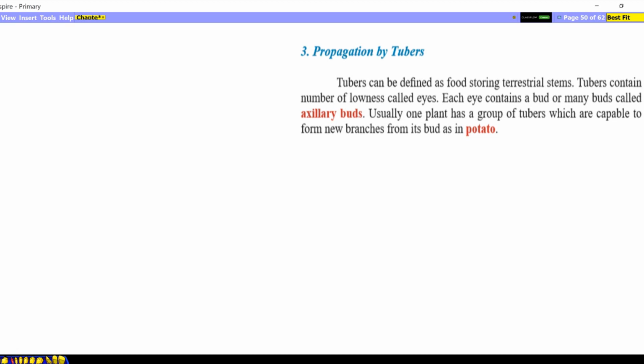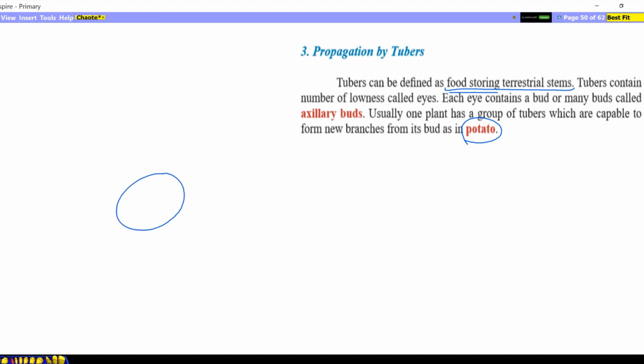Propagation by tubers. Tubers can be defined as food-storing terrestrial stems. They are again terrestrial, meaning they are covered with soil under the ground, but different from the rhizomes, they store food. Tubers contain a number of spots called eyes. A good example of tubers is the potato.